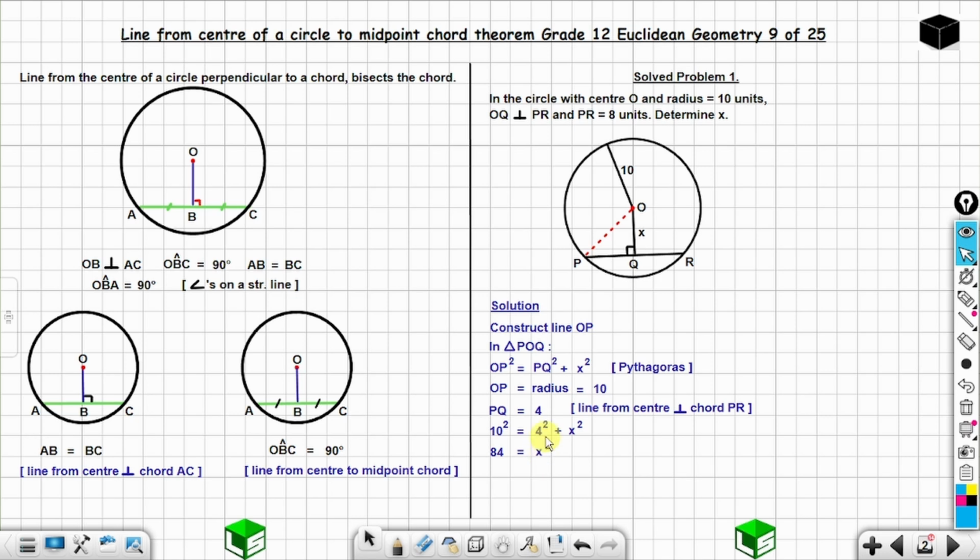You are going to have X is equal to plus or minus the square root of 84. Now, X cannot be negative. So X is equal to the square root of 84. You can leave your answer like this, or you can write your answer in decimal.